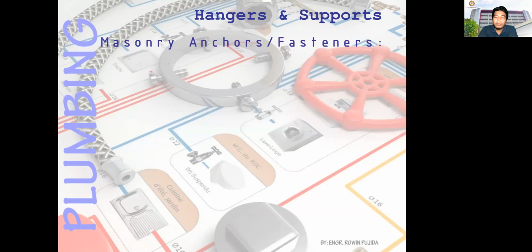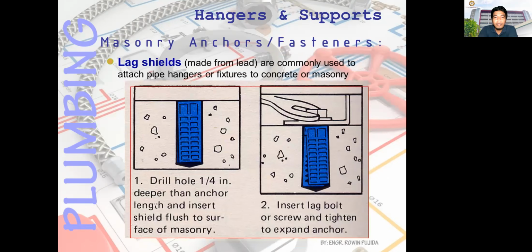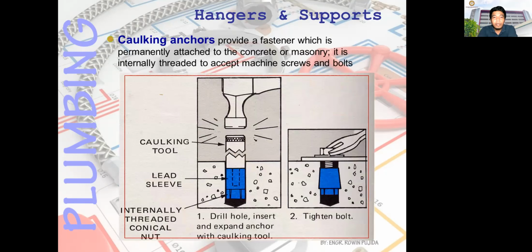Masonry anchors and fasteners. Lug shields made from lead are commonly used to attach pipe hangers fixed to concrete or masonry. This is how you can have the lug shields in the concrete. And then you have the caulking anchors, which provide a fastener permanently attached to the concrete or masonry. It is internally threaded to accept machine screws and bolts. So you have those caulking anchors.